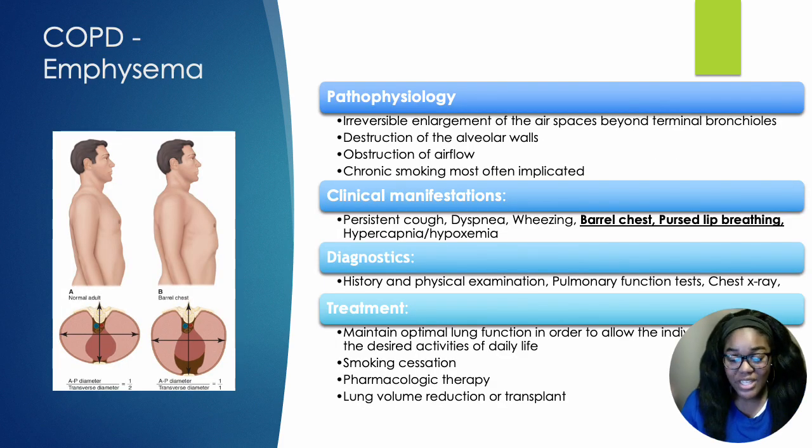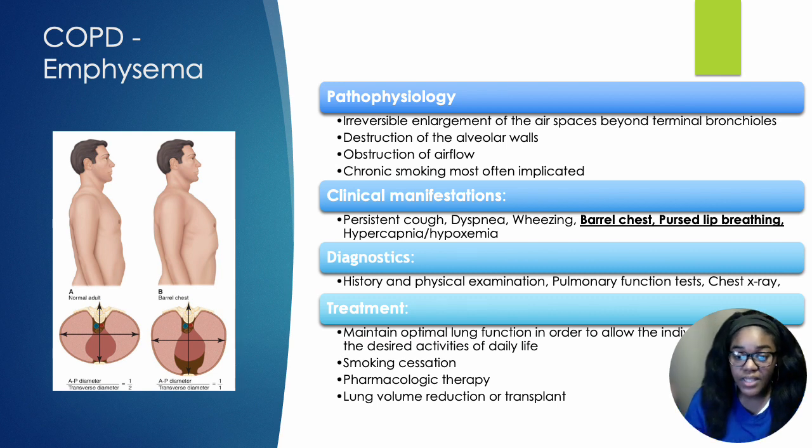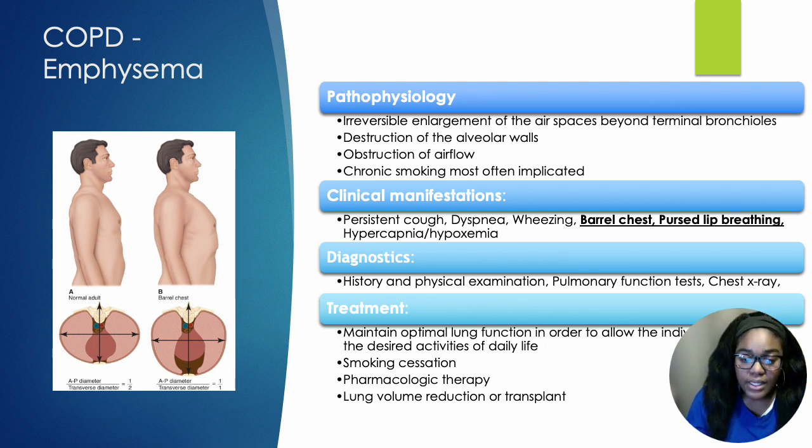Next, we'll talk about COPD. And again, there are 3 different types of COPD diseases and syndromes we'll talk about today. The first one is emphysema. And it is a COPD, chronic obstructive pulmonary disease, that is characterized by irreversible enlargement of the air spaces beyond terminal bronchioles. So you do have that destruction of alveolar walls, your airflow is obstructed, and most oftentimes it is caused by smoking.